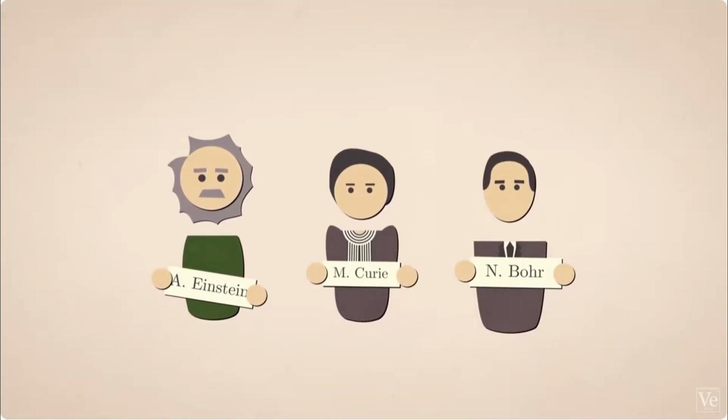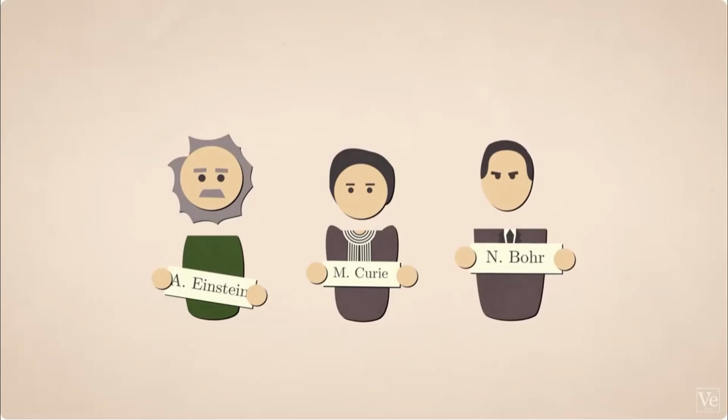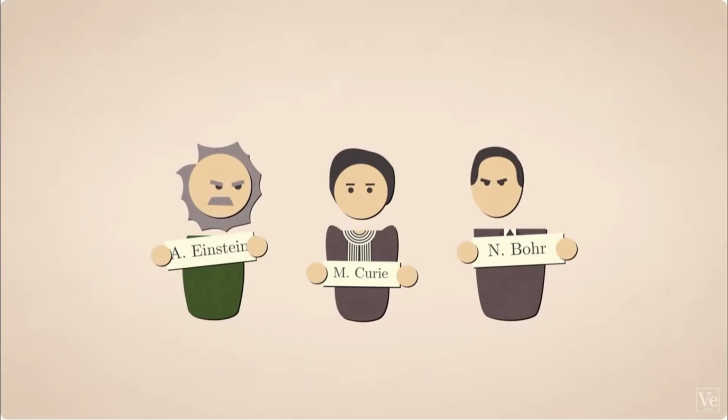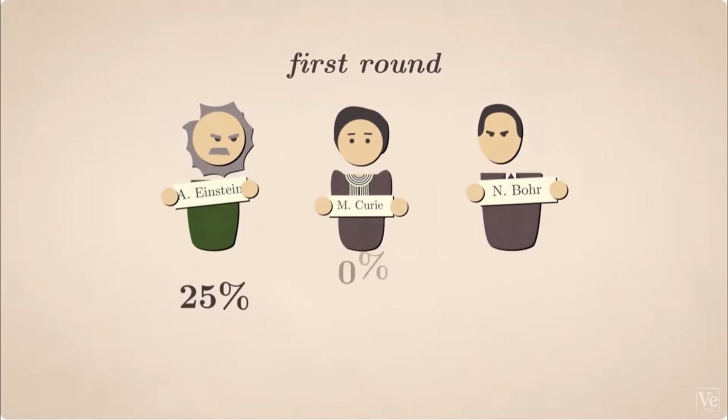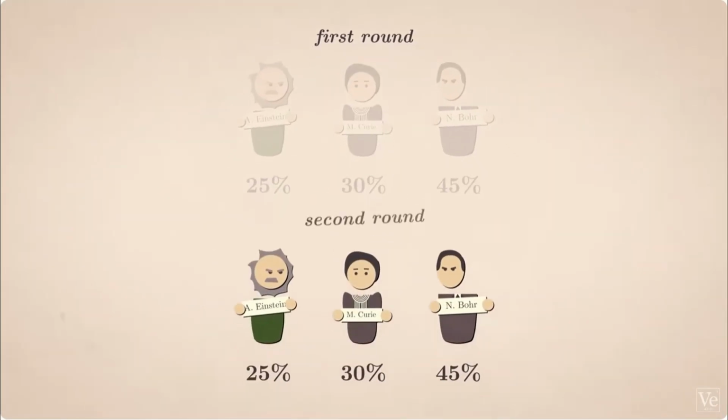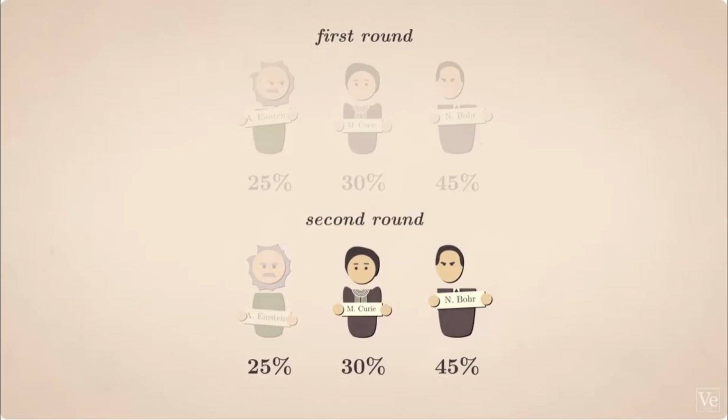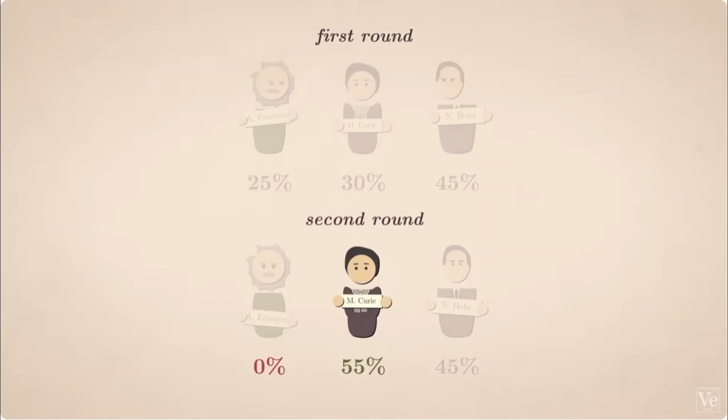But there's also a problem with instant runoff. There can be cases where a candidate doing worse can actually help get them elected. Let's say we have 3 candidates, Einstein, Curie, and Bohr. Now, Einstein and Bohr have very conflicting views, while Curie is ideologically in the center. So let's say Einstein gets 25% of the vote, Curie gets 30%, and Bohr gets 45%. No one got a majority, so it goes to the second round, with Einstein being eliminated, and because people who voted for Einstein put down Curie as their second choice, well, Curie ultimately gets elected.